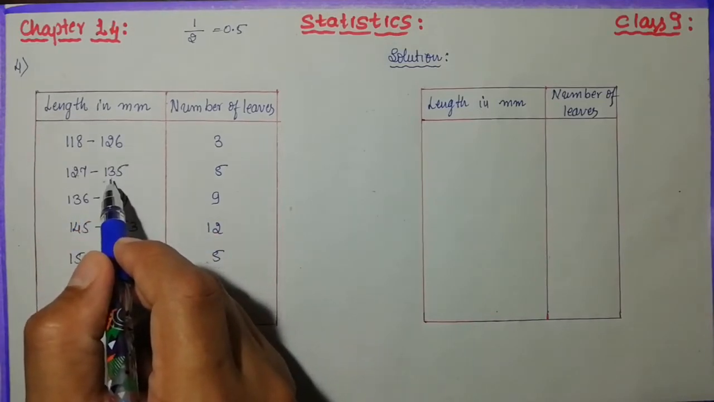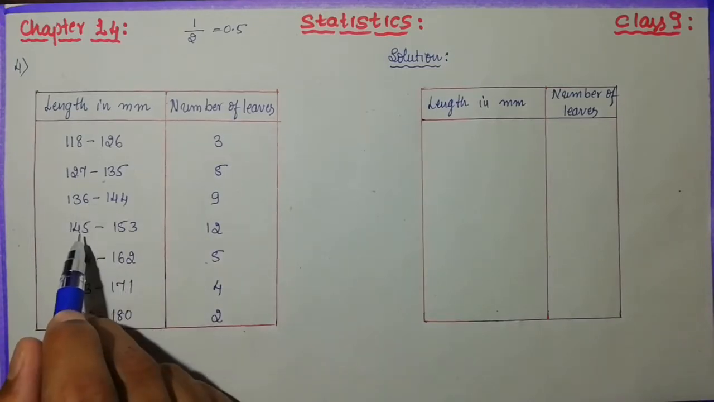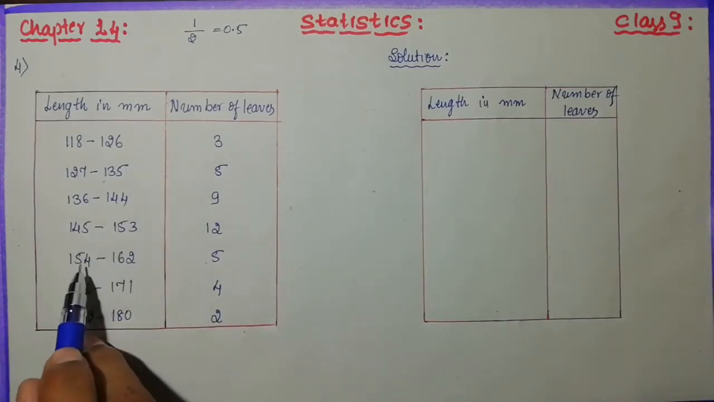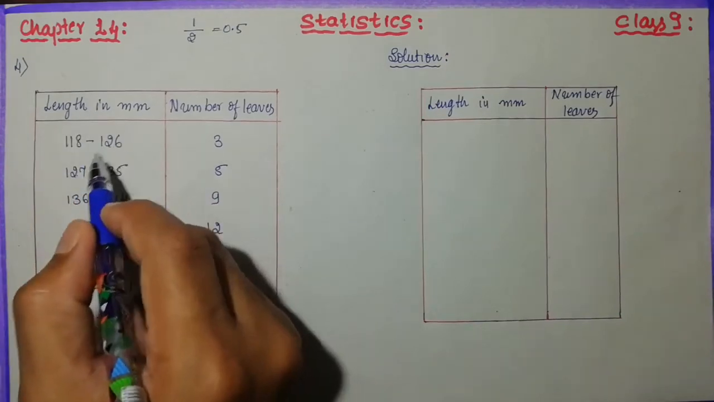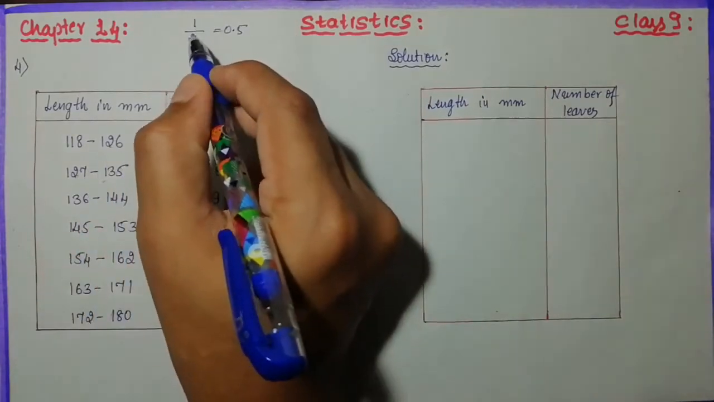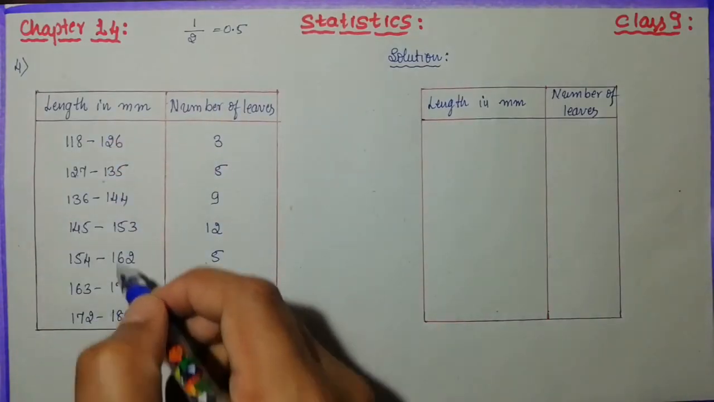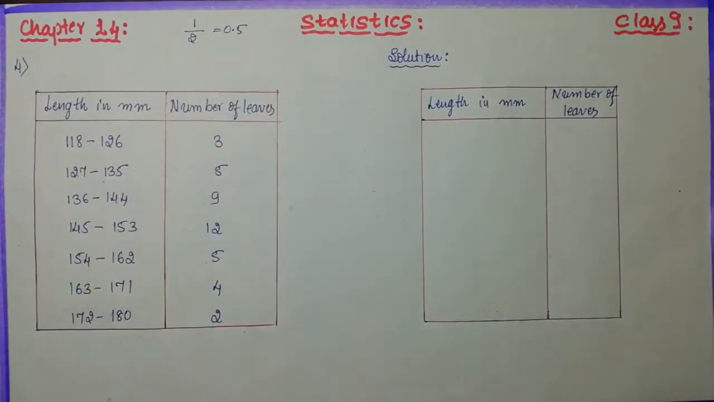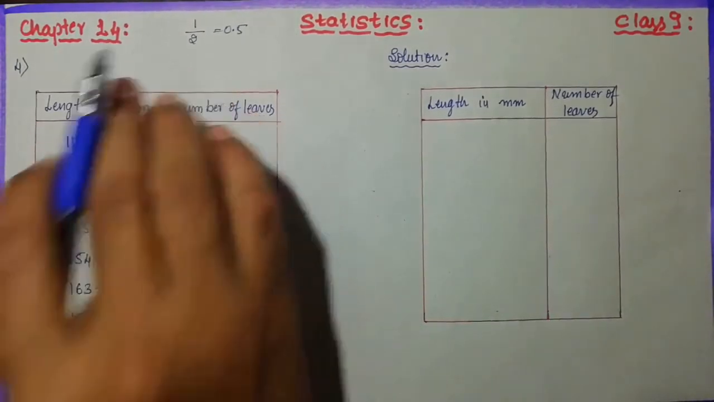Don't bother about that one. 135 to 136 is one difference, 144 to 145 one difference, 150 through 154 one difference, it will be the same. So just think what the difference is. Suppose the difference is 2, 2 by 2 means it becomes 1. Then you need to decrease the lower limit by 1 and increase the upper limit by 1, like that. So now you need to decrease by 0.5. Decrease the lower limit and increase the upper limit.